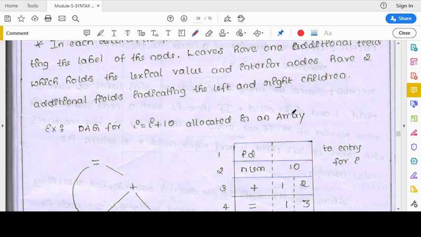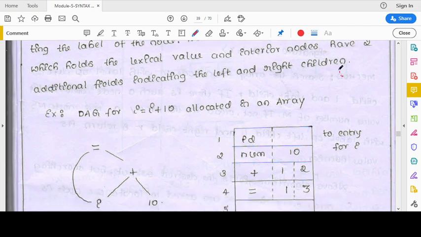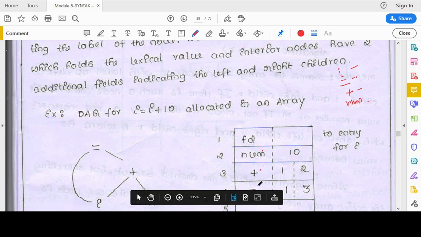So looking into one example of DAG here, the DAG for I equal to I plus 10. So what is it that you see within this example? We see I have an identifier which is I, and I have equal to, and I have another identifier. Then I have an operator plus, and I have a number which is 10. So I have 4 different values which I will be looking into, right? So all these things will be saved in an array. Within the array I have ID, num, plus, and equal to.